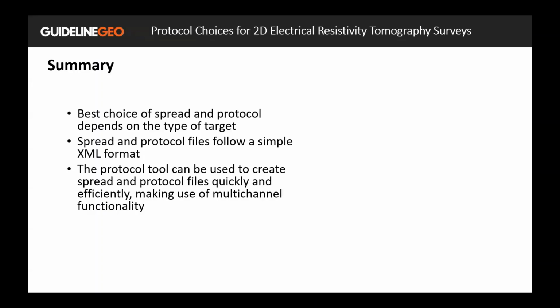So just briefly in summary, the best choice of spread and protocol really depends on the type of target that you are looking for and the site in which you're looking for it. So the environmental factors as well will play a part. We looked at the spread and protocol files, and we've seen that they follow just this simple XML format, and they can be manually edited, but also they can be put together by using the protocol tool, which is a relatively quick and efficient way to make use of multi-channel functionality.